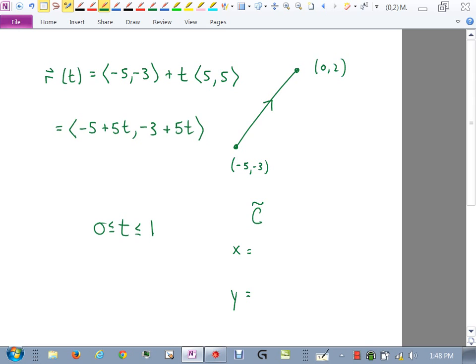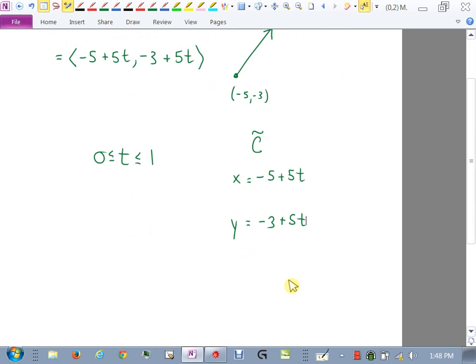Are there any questions on that part? Okay, so X is going to be -5 plus 5t. Y is going to be -3 plus 5t. And then we'll need the derivatives, won't we? X prime is 5. Y prime is 5 also. Everybody ready to set it up?